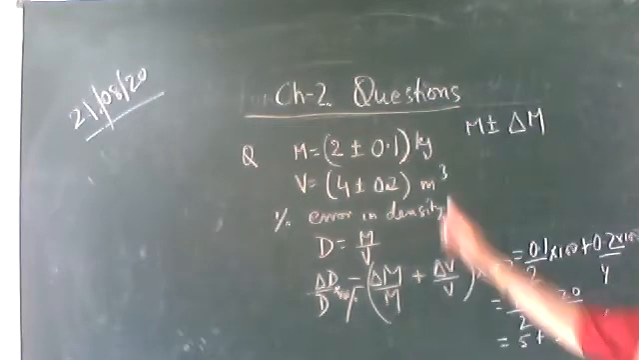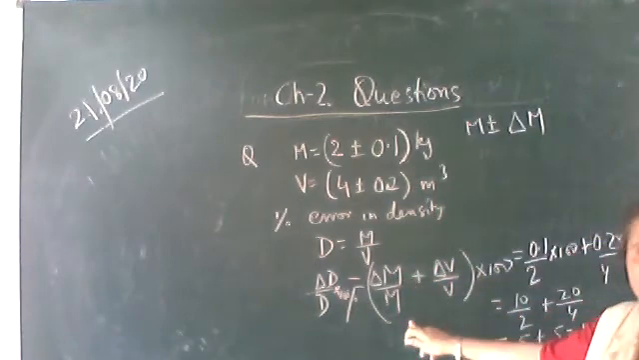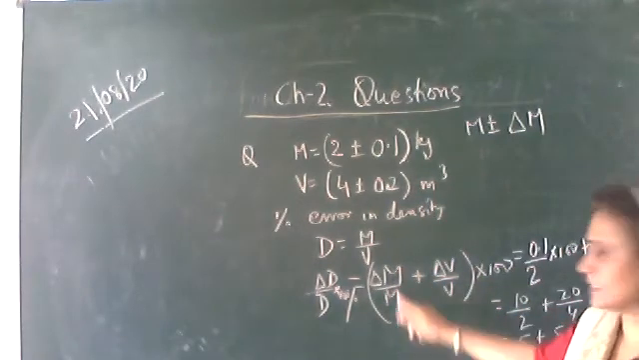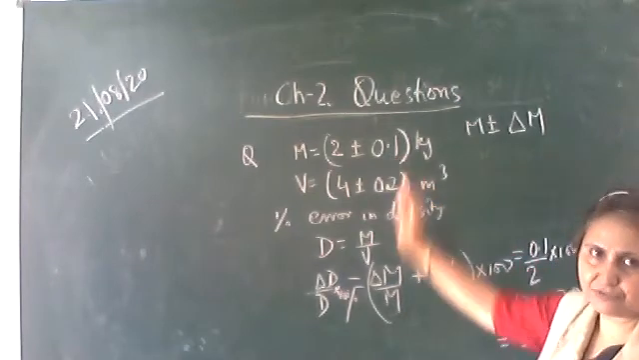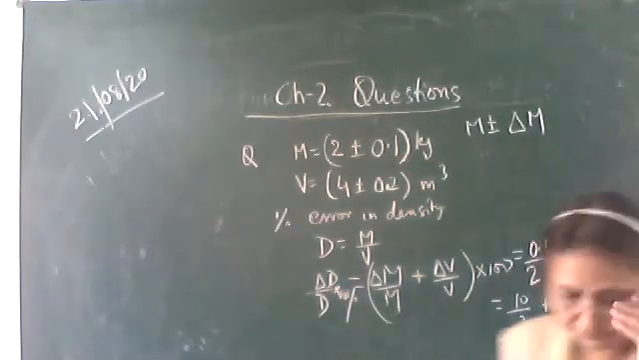So if it is given in this manner, then the formula is the same, but delta m from here will be this one. Okay, write one more question.